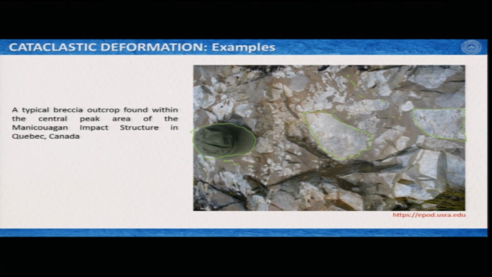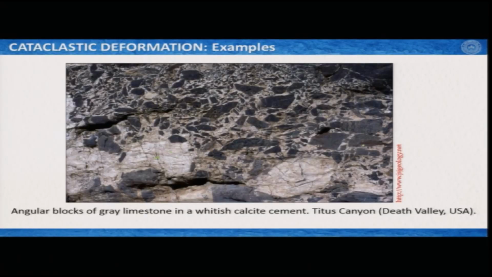Please note, this is not a localized deformation, because when you have an impact crater, a huge mass is impacting and then everything is getting fractured. So, it is not a localized feature, at least at the scale we are thinking of. And this is another example, again from the USA, from Death Valley. You see these black things which are actually limestone clasts, and these are within the calcite cements which are white, and you see prolific angular clasts. This is a very typical impact-induced breccia. This is how it looks, and this is an example of cataclastic deformation.